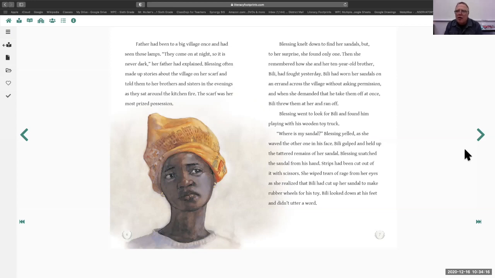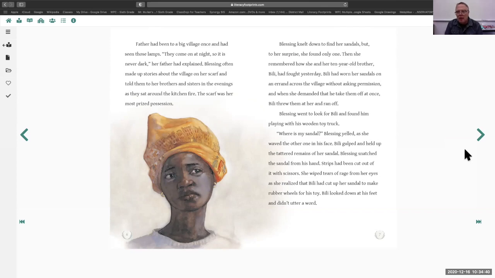Blessing knelt down to find her sandals, but to her surprise, she found only one. Then she remembered how she and her 10-year-old brother, Billy, had fought yesterday. Billy had worn her sandals on an errand across the village without asking permission. And when she demanded that he take them off at once, Billy threw them at her and ran off.